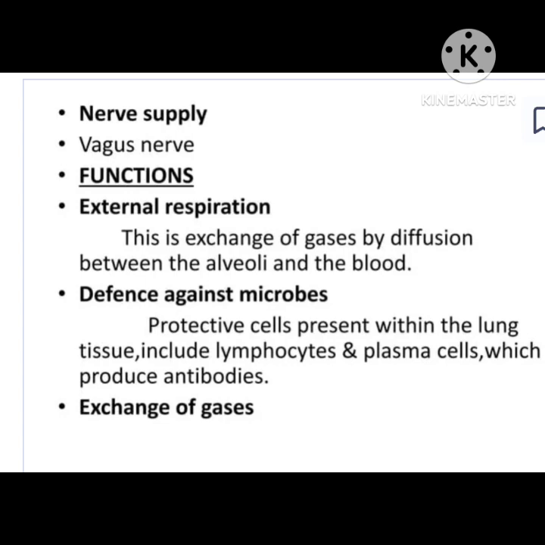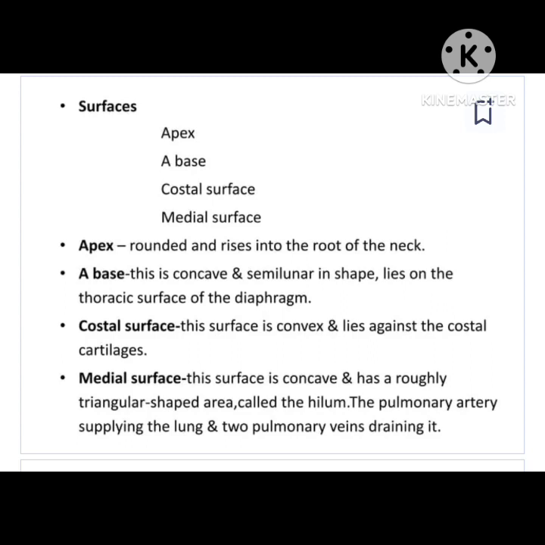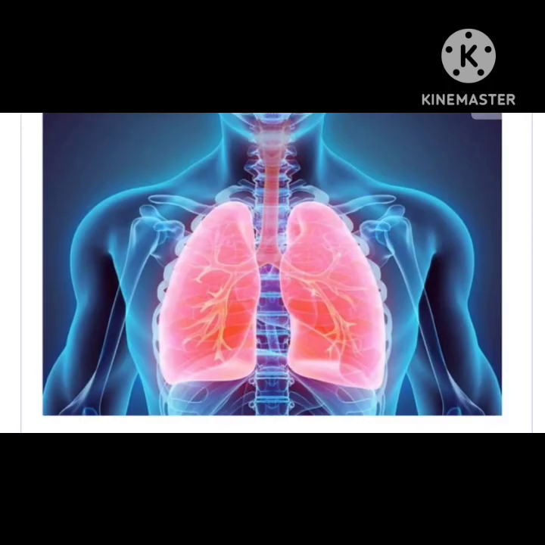The functions are external respiration, defense against microbes, and exchange of gases. So these are the functions of the bronchi, and it helps in external respiration also. Two types of lungs are present, the right and left. The lung is cone-shaped and weighs 600 to 700 grams. It has surfaces: apex, base, costal surface and medial surface. The apex is rounded in shape.